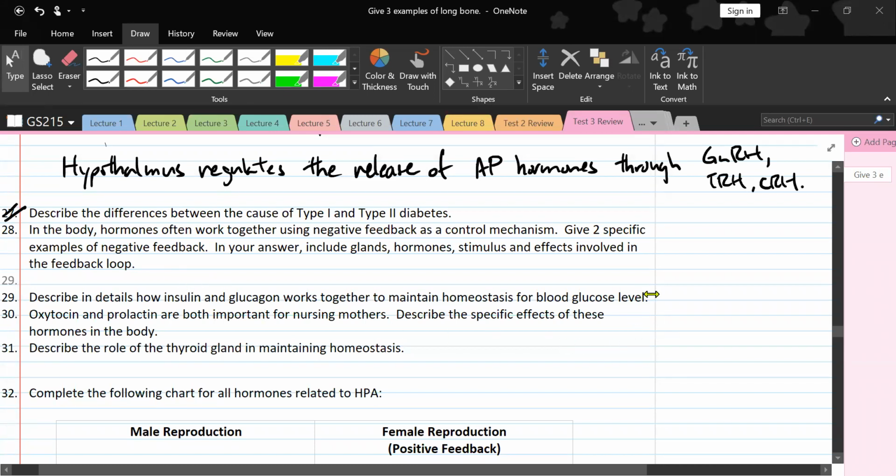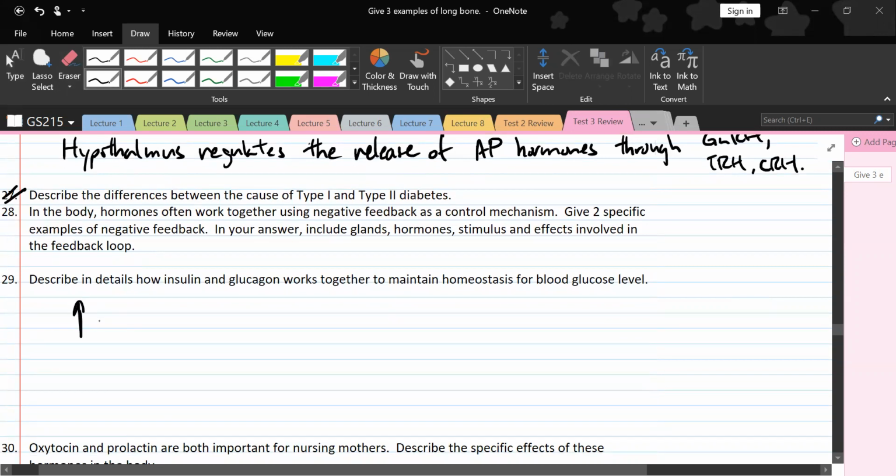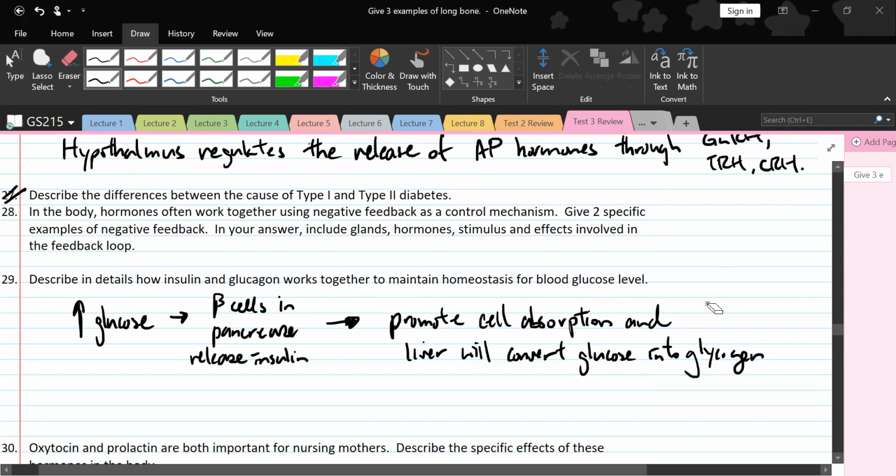Basically, let's just write it down briefly for those of you who need a quick refresher. If you increase glucose in the blood, then the beta cells in the pancreas release insulin. Then it will promote cell absorption, and the liver will convert glucose into glycogen. Collectively, these two actions, the cell absorbing the glucose and the liver converting the glucose into glycogen, will bring the glucose back down.